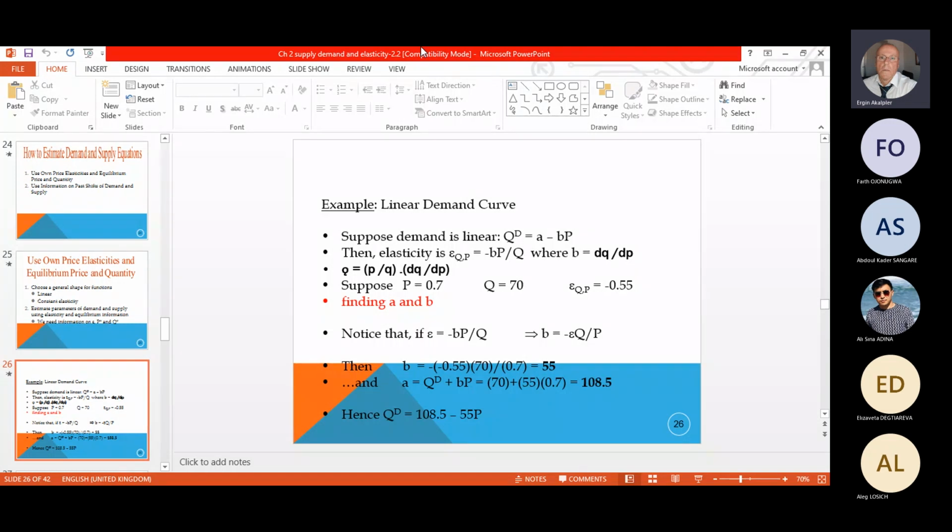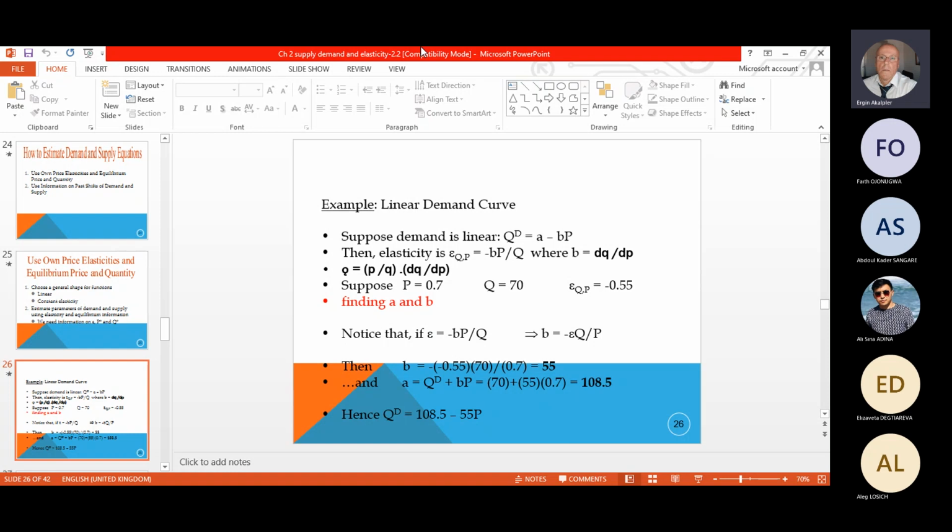As you know, QD is equal to A minus BP, and B here is the slope of this curve. And as you see, the slope of this curve is delta Q over delta P, which is part of the elasticity equation. When you are going to estimate this, there is no need to determine delta Q and delta P. You can take the B directly and put it into the equation for finding the elasticity.